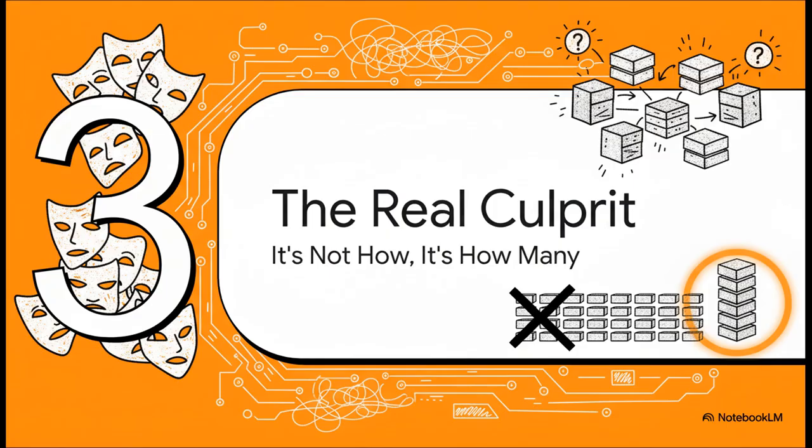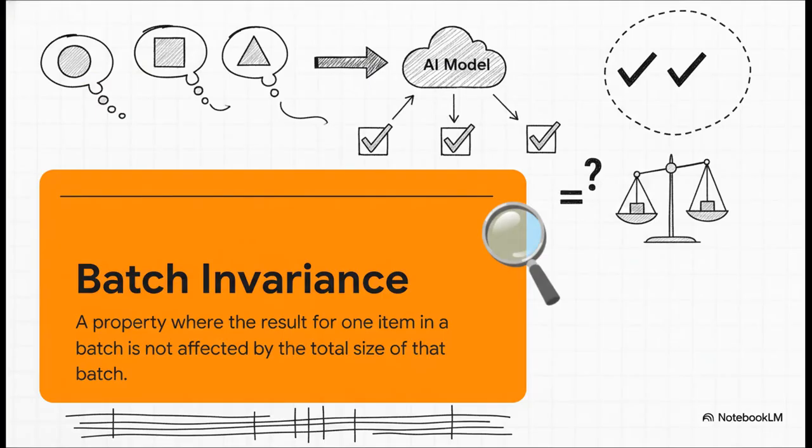So it's time to unmask the real culprit. And it turns out the problem isn't about the order that parallel calculations finish. The problem is about how many calculations are being done all at once. This leads us to a really key idea, batch invariance. In a perfect world, the math for your one request shouldn't change at all based on how many other people are using the AI at the same time.